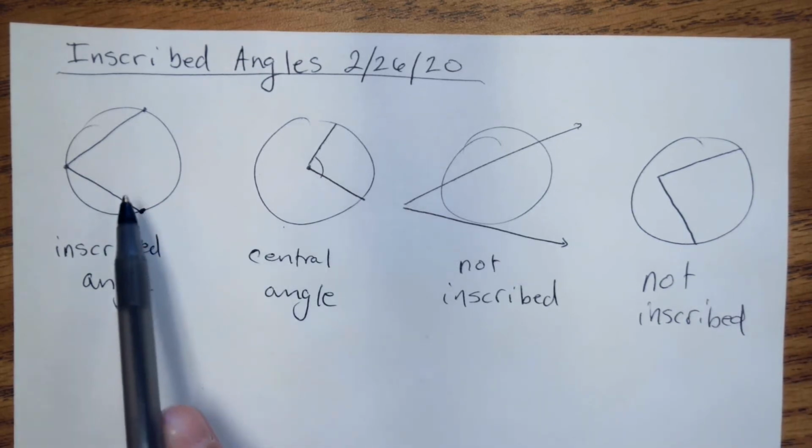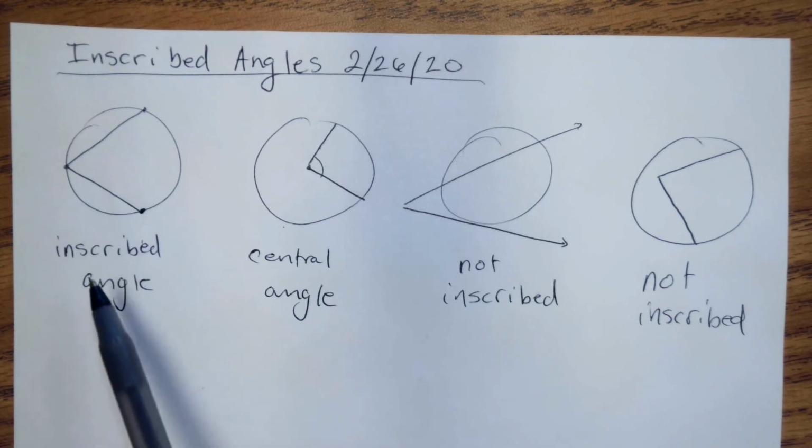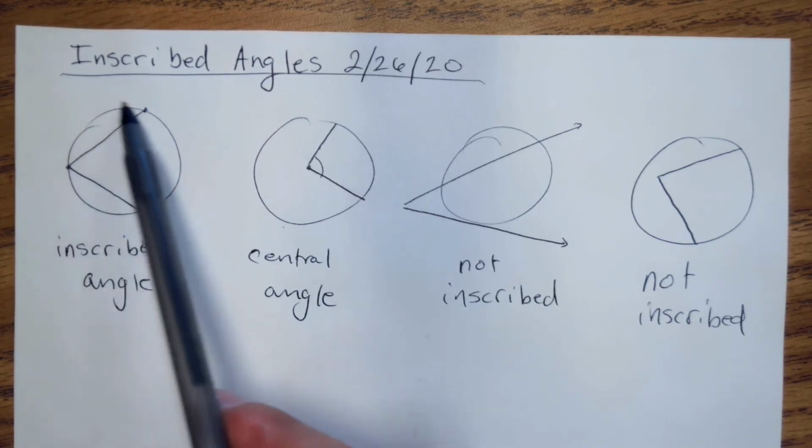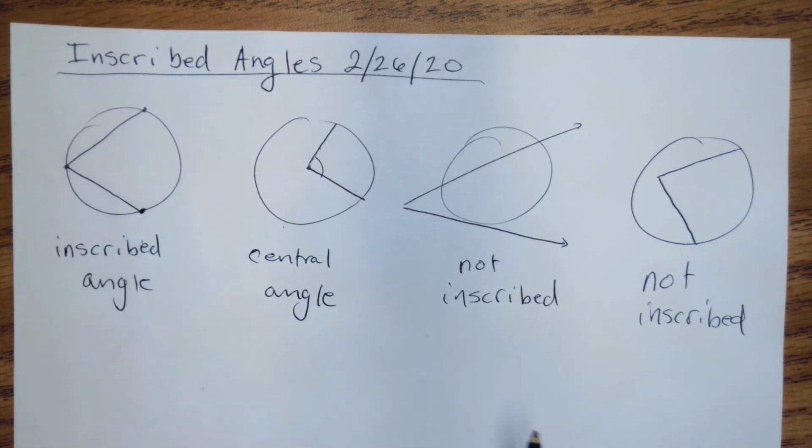Inscribed means it's just made by two chords, which means the vertices are on the circumference of the circle. If the vertices are not on the circumference of the circle, it's not an inscribed angle. Could be a central angle or any of those other two. But yeah, that's it for inscribed. It's very simple.